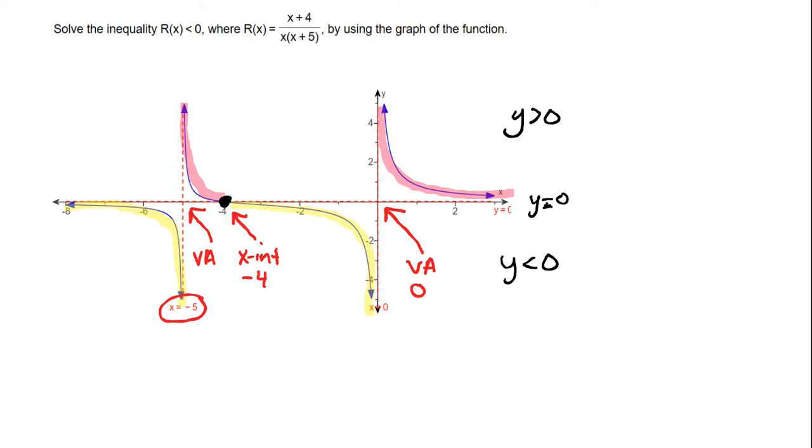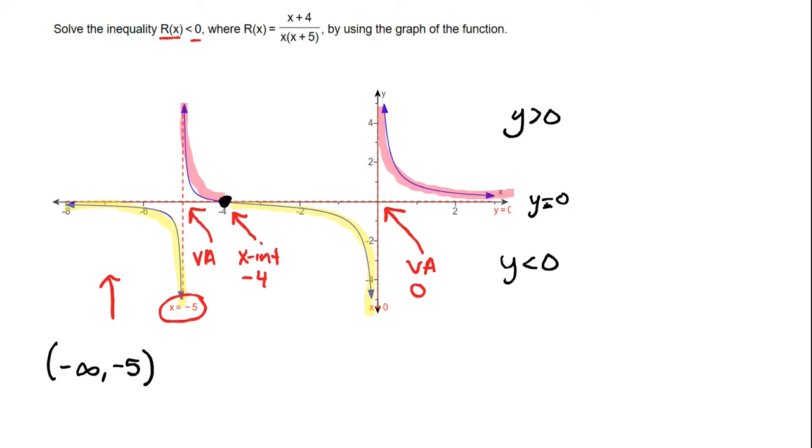So what we're looking for in this example is r of x, our function, being less than 0. So we want to use those pieces that are below the x-axis. So that includes this section. This section goes from -infinity up to that vertical asymptote. That vertical asymptote is an undefined portion of the graph.